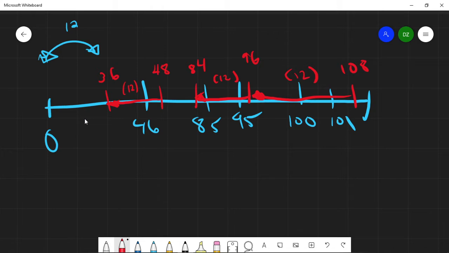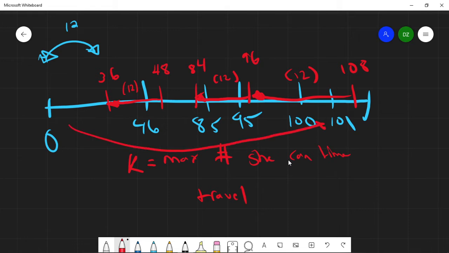Now, another catch would be K. K is the maximum number of times she can time travel. Let's say you want to time travel to 108, that costs 1. Maybe you want to time travel to 84, that also costs 1. Time travel to 36 if you want, that also costs 1. And you can only do it K amount of times.